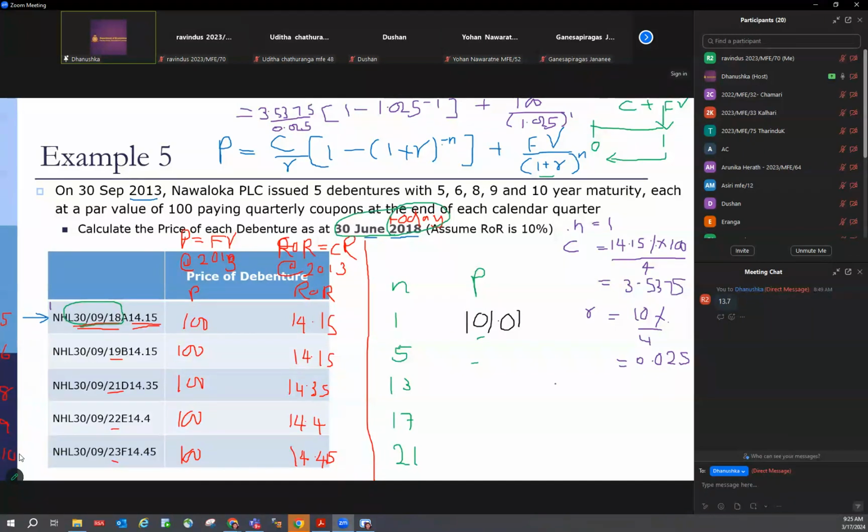Okay. So same way, you can do the same thing for bond number 2, bond number 3. Bond number 2 is easy because the coupon rate is the same. The only thing that changes is N. N is now not 1, N is 5. After that, we can calculate the price, and I think you're getting 104.82. Similarly, you can calculate the prices for all of these. Obviously, the coupon would change and you can calculate the price. So let's look at that.